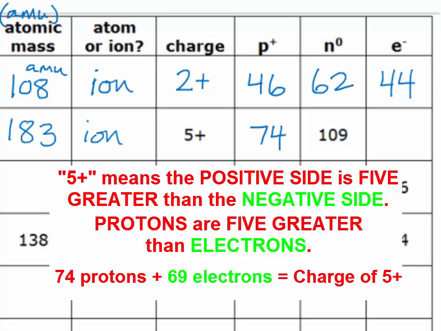So 74 minus 5 leaves me with 69 electrons total. Okay? So 74 positives and 69 negatives next to each other. If you were to think about them as a stack of positives next to negatives, the positives would be 5 steps or 5 protons higher than the electrons, and that would give me the overall 5+ charge.